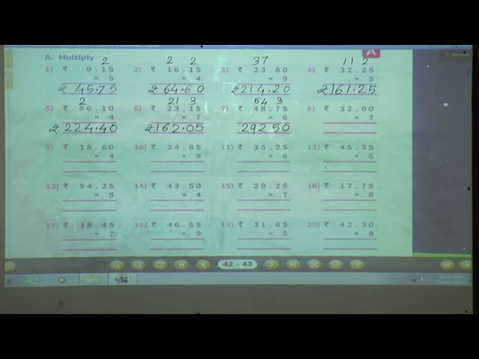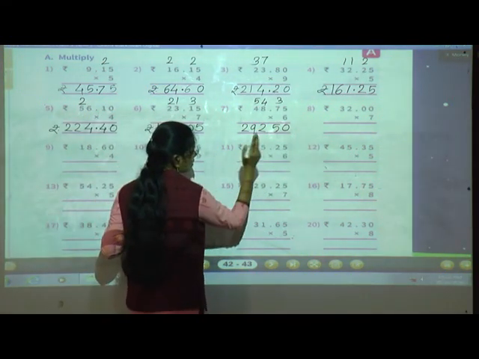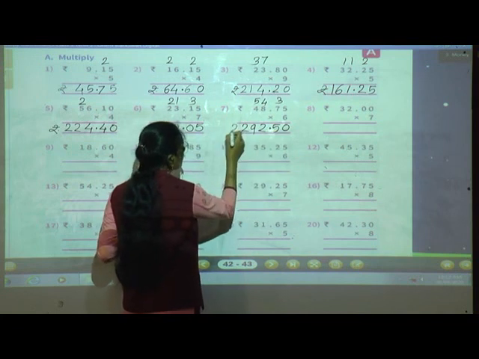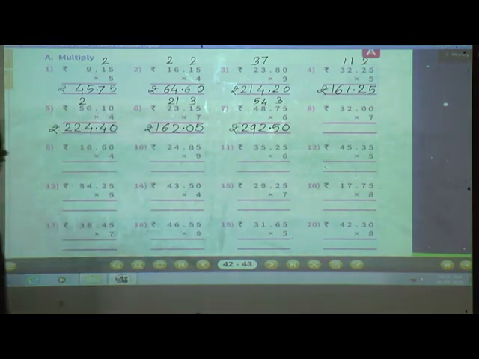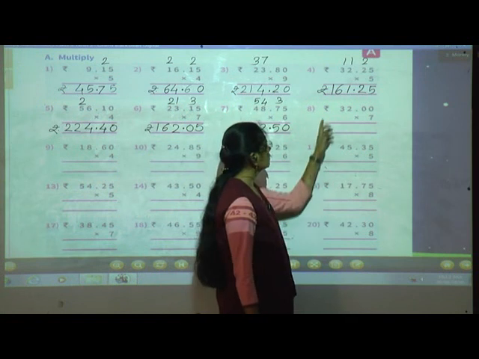Where will you give the dot? From the right side before the second digit we have to give the dot. So which one is the second digit from the right side? Yes, 5 is the second digit. So before 5 we have to give a dot. So what is the answer? Rupees 292.50. Okay. Now we'll move to the next example, that is the 8th one.